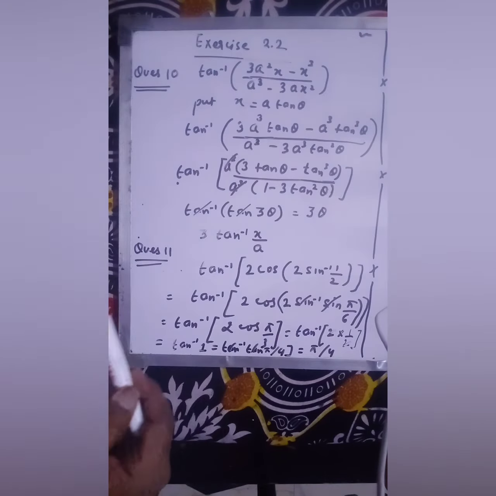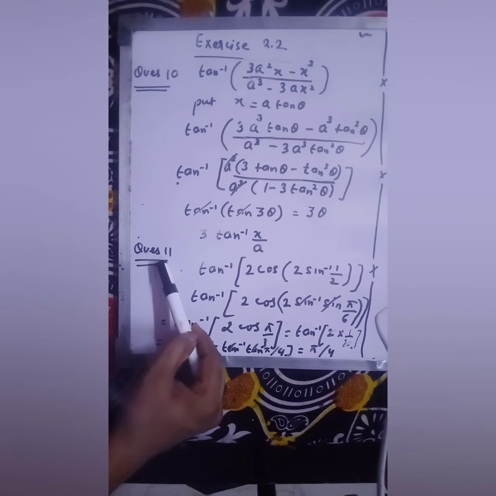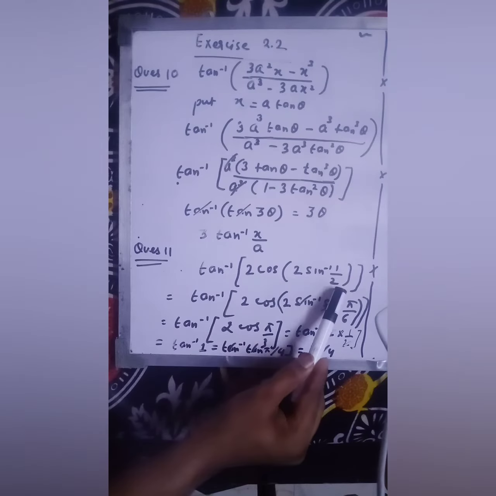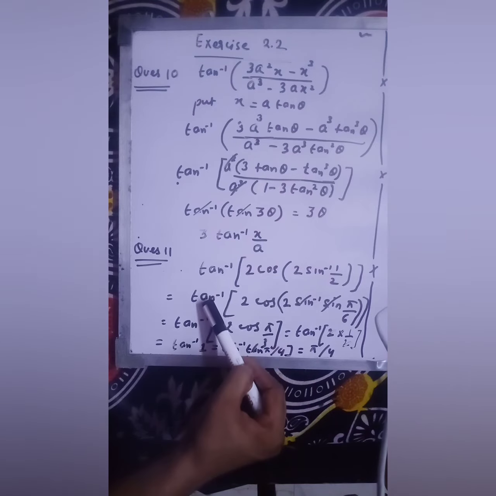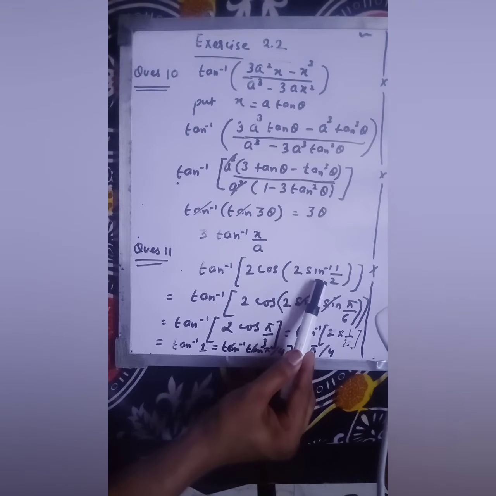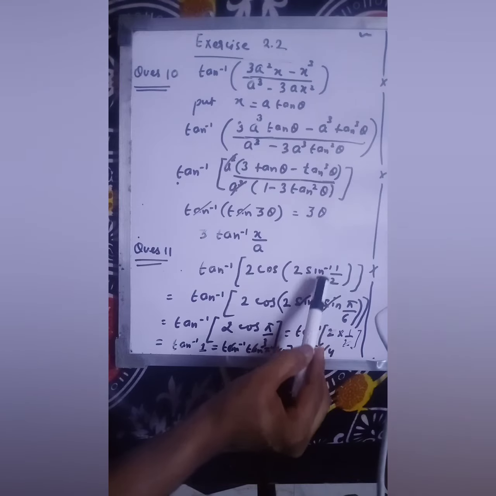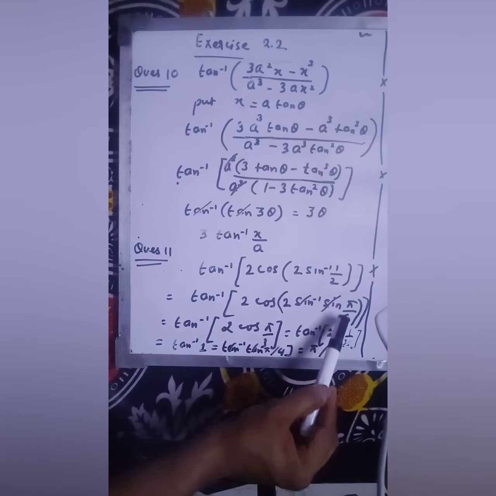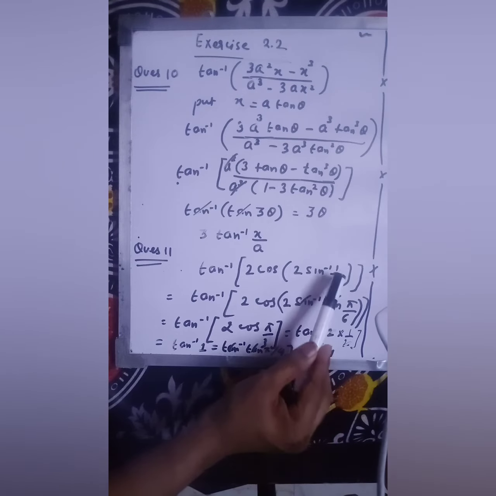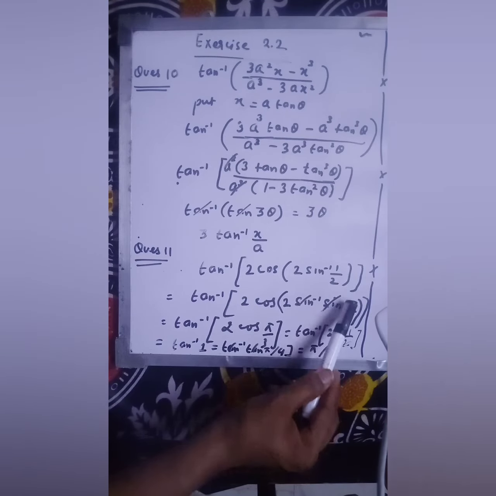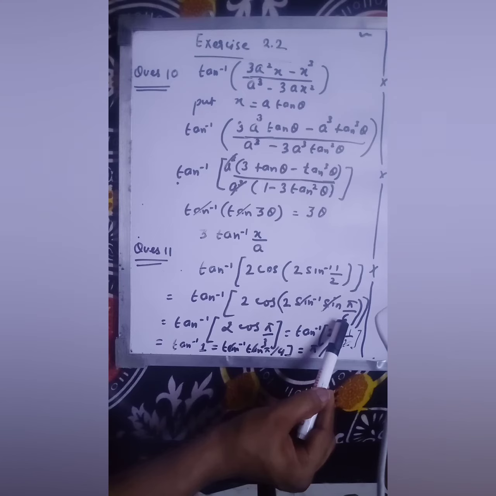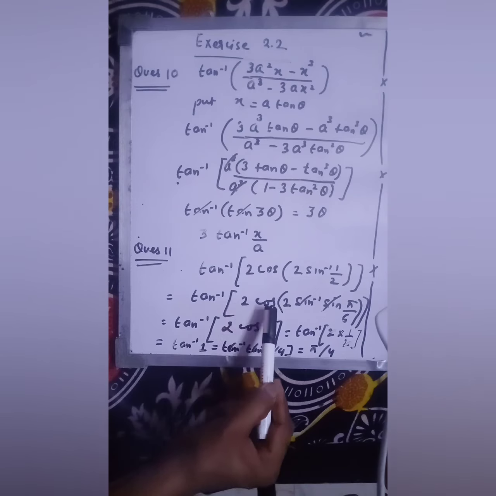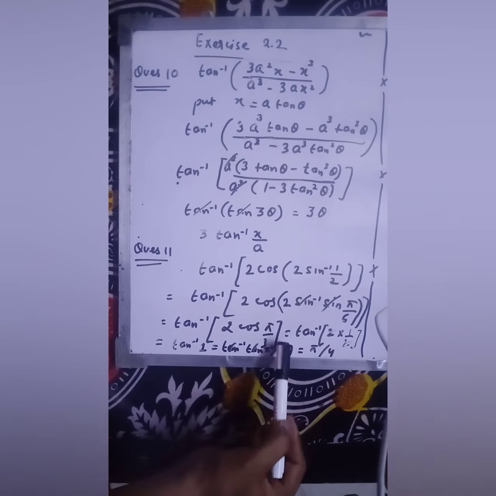Got it? After that, there is question number 11 of the same exercise. This is given to us, and again you have to solve it. Tan inverse will remain the same, 2 cos 2 sin inverse, but in place of half I can write sin pi by 6, because the value of sin pi by 6 is half. So sin and sin inverse will cancel out. 2 into pi by 6 will come, and this 2 will cancel out with this, and this would be pi by 3. So we can write tan inverse 2 cos pi by 3.